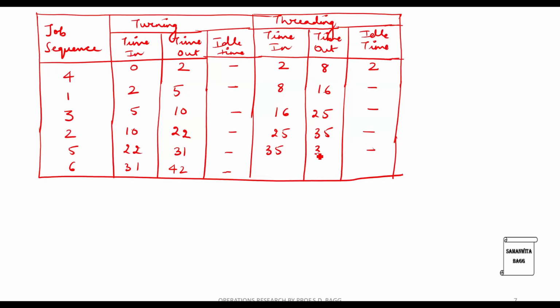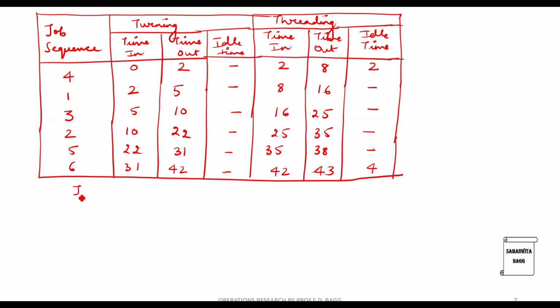So this becomes 38. This is 38. This is 42. So when it is 42 minutes, it will start from there. And this is already 38. So this will have to wait for 4 minutes. So this is now 42. And sixth on threading is 1. So this is 43. So let's write down the answer now.